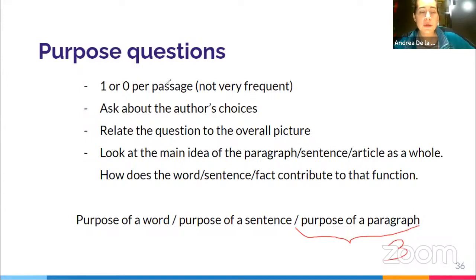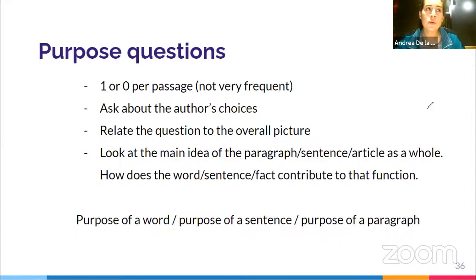In general, these purpose questions ask you about the function of something in the passage. So they could be like, why does the author use this specific word? What is the purpose of the word? Or it could be, why does the author talk about this? Or what is the purpose of this sentence, or a phrase or a word or sometimes a paragraph. But in general, they ask about the reasons behind the author's choices. So why the author has decided to include a certain word, a certain sentence, or a certain paragraph in the passage, okay? We're going to see how they work.